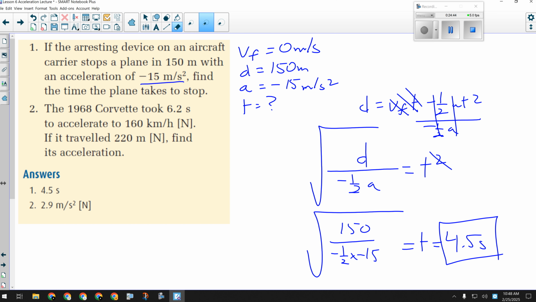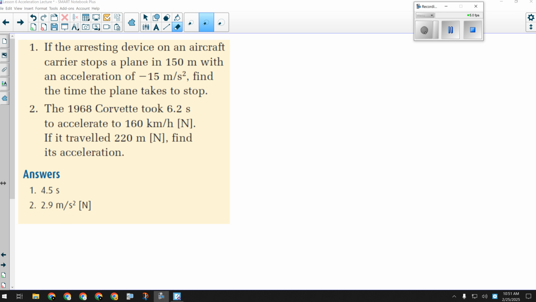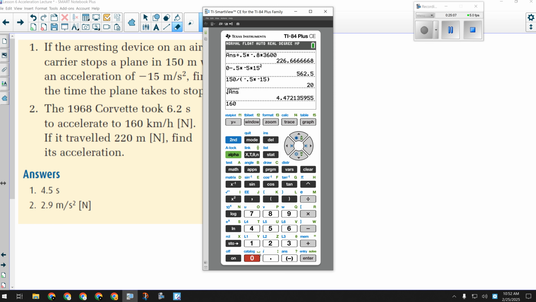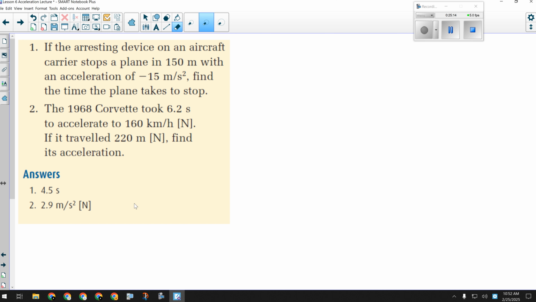Okay, how many people have done the second one? We'll give you a couple more minutes on the second one. All right, let's look at the second one here. What do you have to do in the second one before you can do the acceleration part? You've got to convert the kilometers per hour to meters per second. So that'll be our first thing. 160 kilometers per hour divided by 3.6. You're looking at 44 meters per second. So that's going to be our VF.